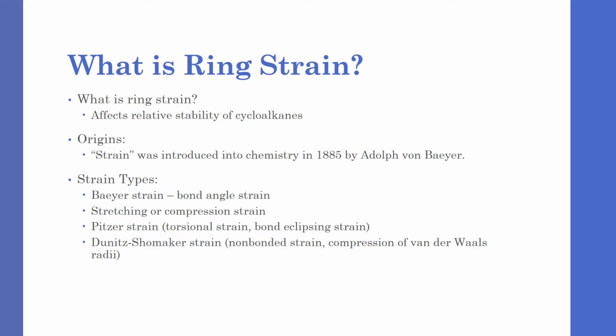What is ring strain? Ring strain affects the relative stability of cycloalkanes. Strain was brought to chemistry as a concept in 1885 by Adolf von Baeyer. He noticed that the smaller the bond angle of a cycloalkane, the higher the ring strain. However, there are other types of strain, such as stretching or compression, Pitzer, which is torsional or bond-eclipsing strain, and the Dunitz-Schomaker strain, which is a non-bonded strain.